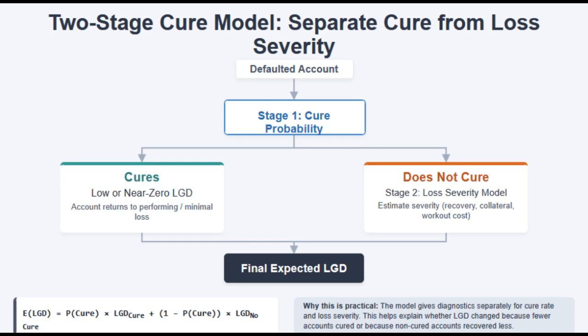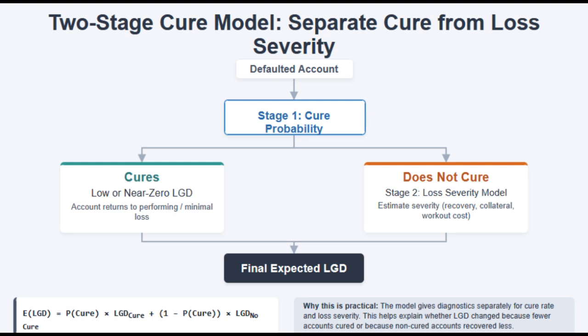Next is the two-stage cure model. It is the industry standard for portfolios with significant cure rates. Stage 1 involves the cure probability model, which models the probability that a defaulted account will return to a performing state without loss. Stage 2 is all about the loss severity model. For accounts that don't cure, model the severity of loss using regression techniques, often beta regression or transformed ordinary least squares regression.